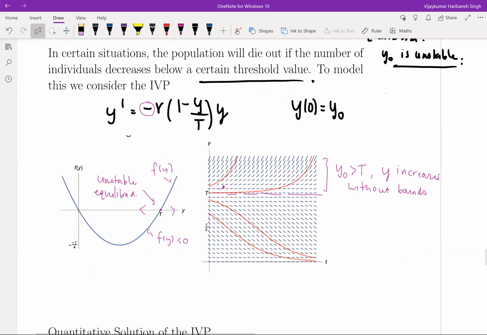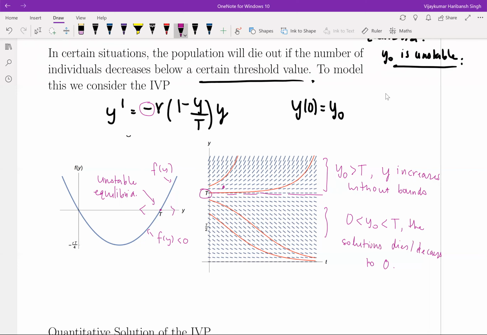Anyway, let's come back here. This is the threshold value. If your starting point y0 is below T, then the solution dies, or decays to 0. That means there is a decay happening. So above that threshold T, the solution basically blows up exponentially, and below that it basically goes to 0. So this is another model, but again it is not a good model.